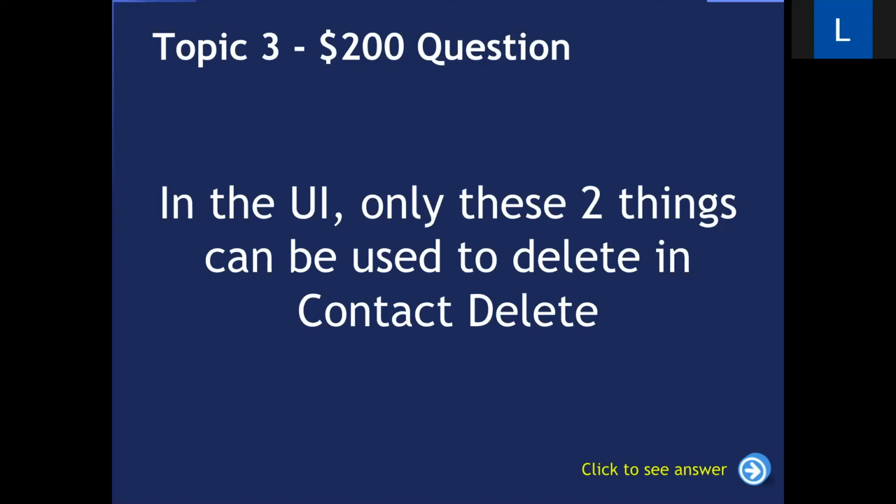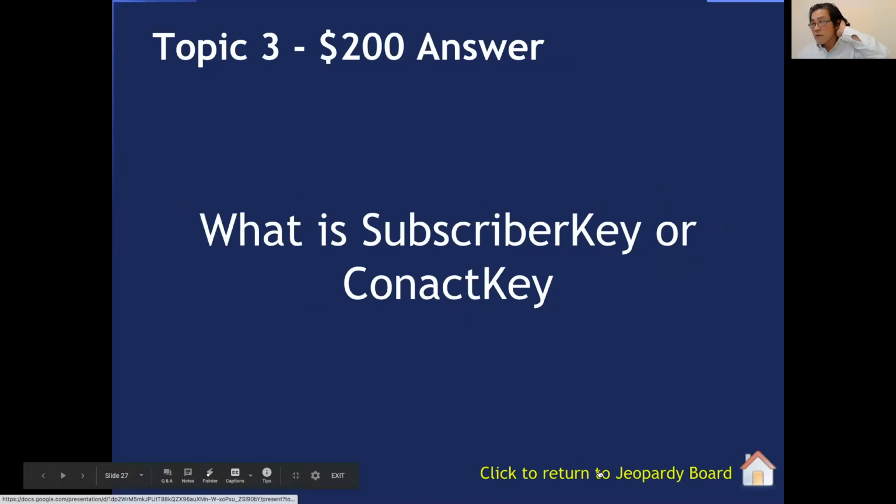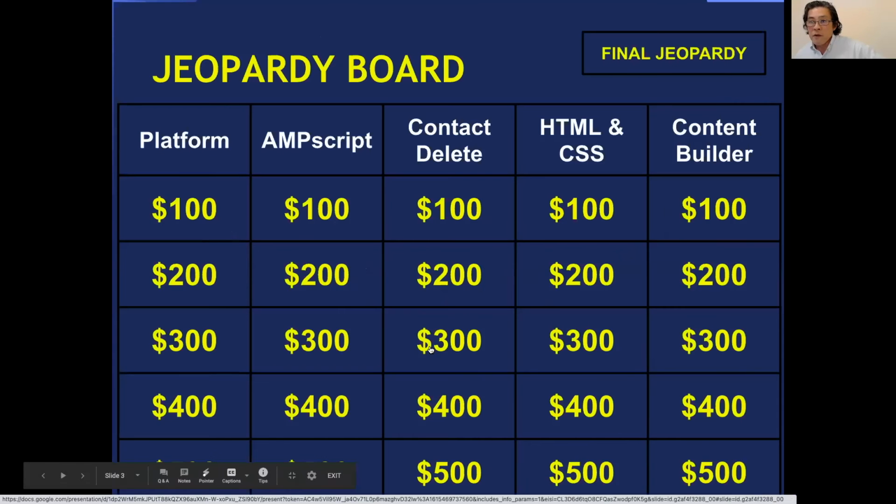Yeah, I know. Amazing. Show the answer. Actually, Carrie, you click to show the answer. And Paul gets to go again. Perfect. So AMP script 3, 4, 5 or contact delete 3, 4, 5.